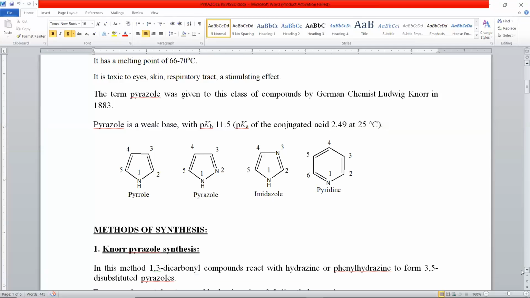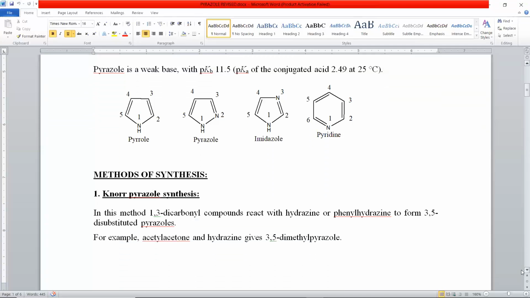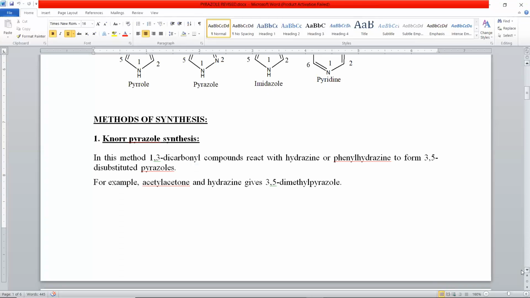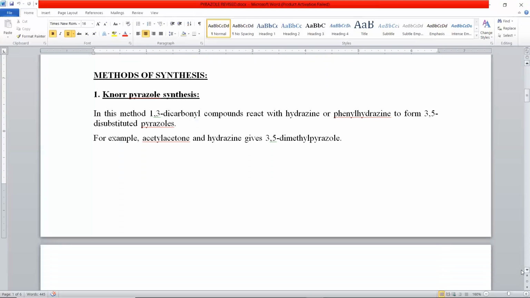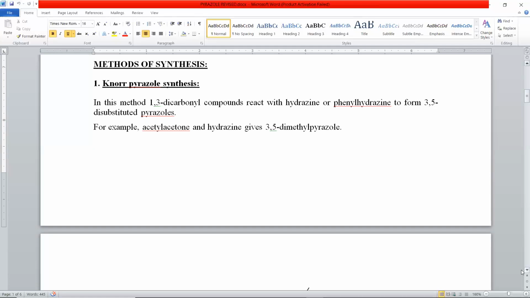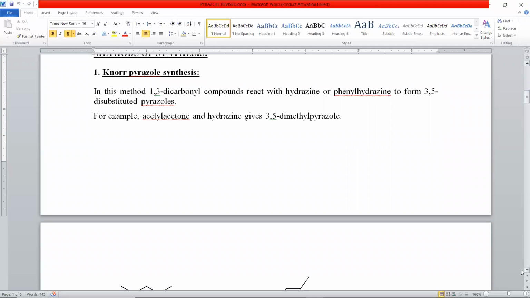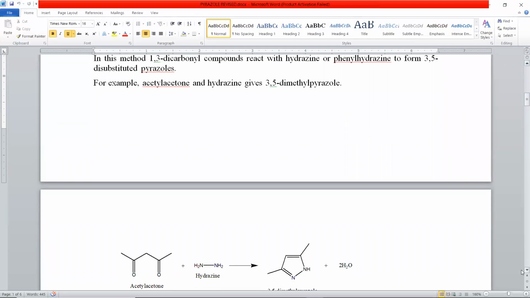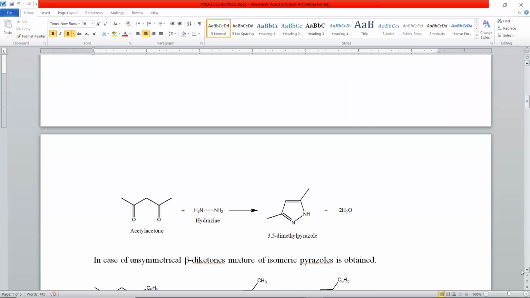Coming to the methods of synthesis. Pyrazole has been prepared by 4 different methods. So the first method is Knorr pyrazole synthesis. In this method, 1,3-dicarbonyl compounds react with hydrazine or phenylhydrazine to form 3,5-disubstituted pyrazoles. So for example, acetylacetone and hydrazine gives 3,5-dimethyl pyrazole. It is a condensation reaction.